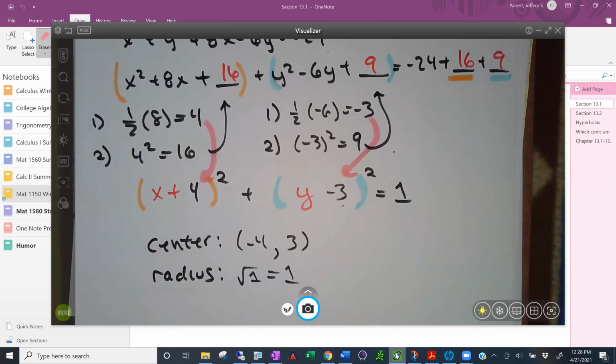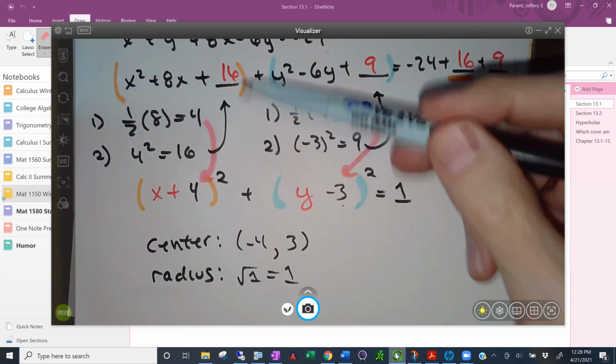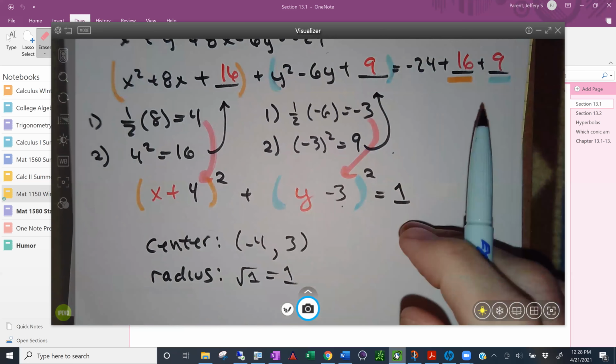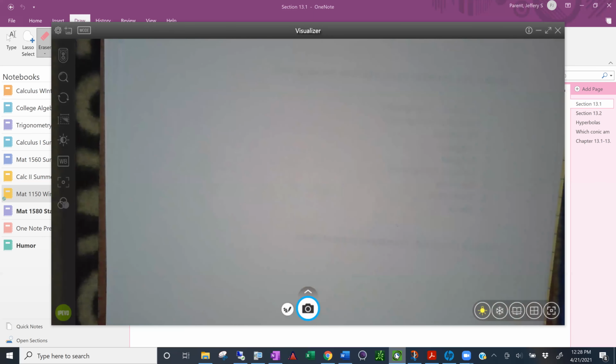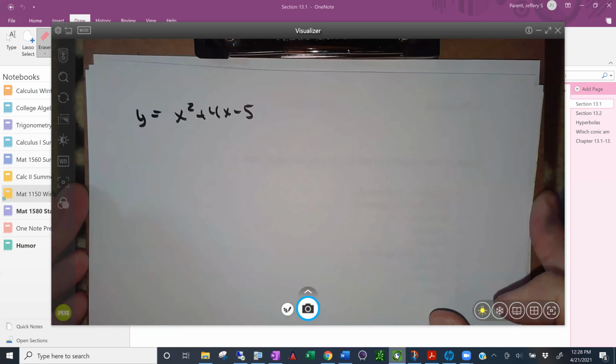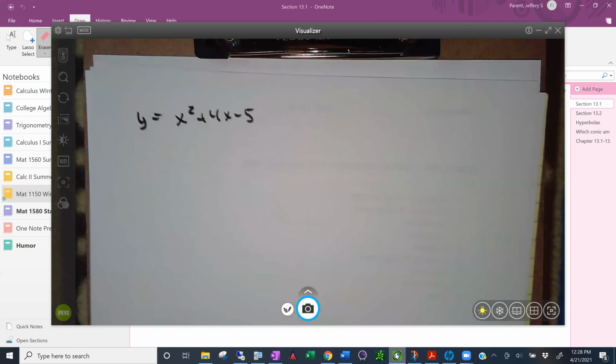Good. Now the practice here with completing the square is going to come in handy with the next problem, which is to put this parabola into standard form. By the way, how do I know it's a parabola? How do I know it's not a circle or a hyperbola? There's only one squared term. It's not going to be an ellipse or a circle or a hyperbola. There's only one squared term. It's going to be a parabola.